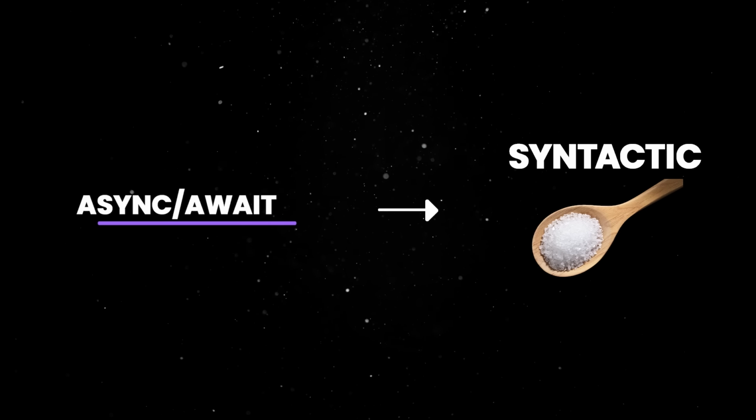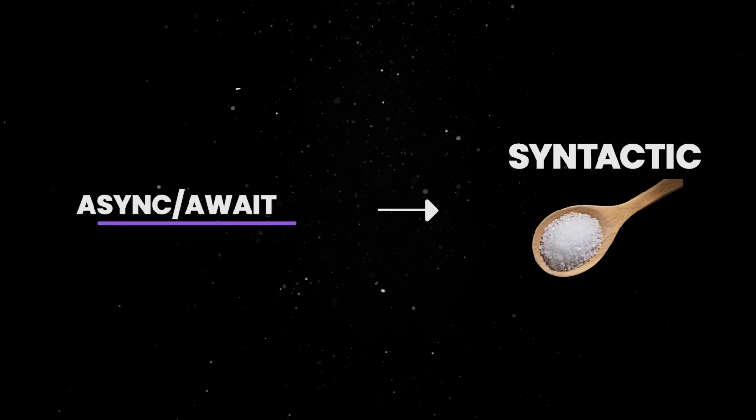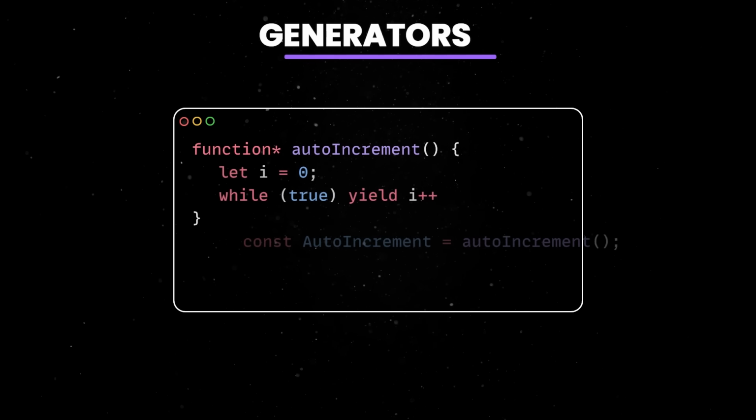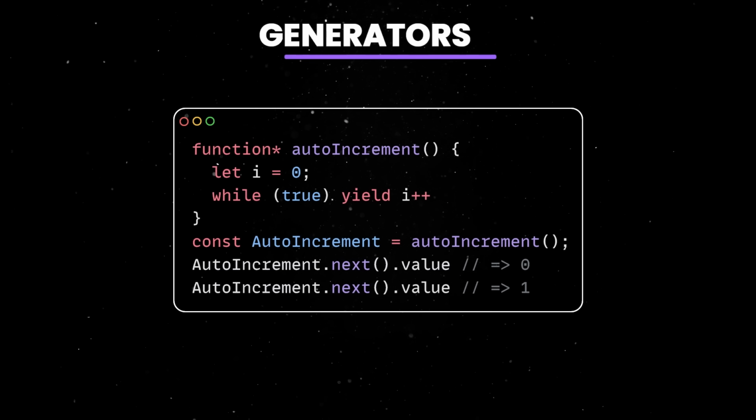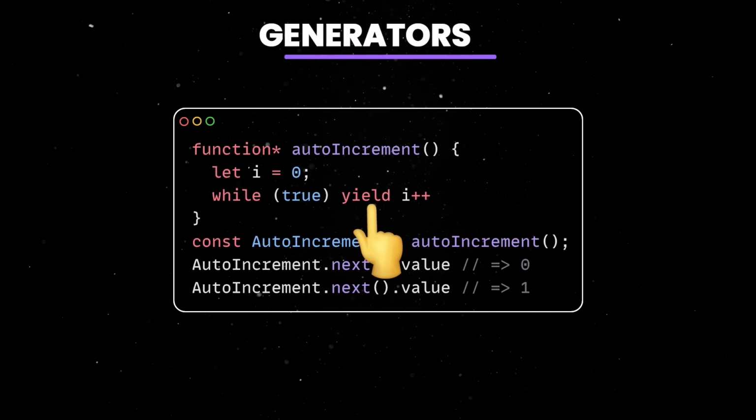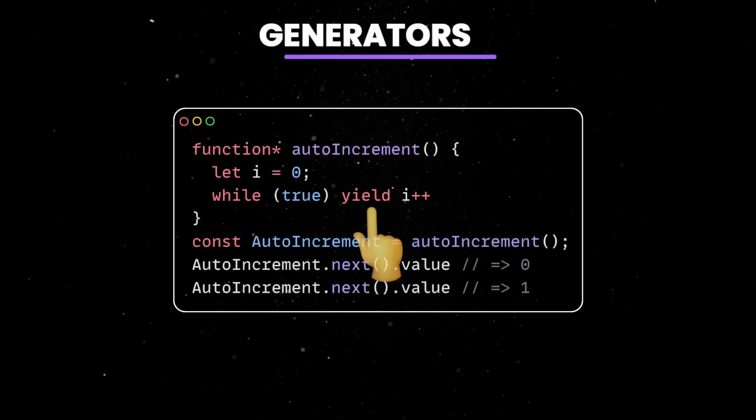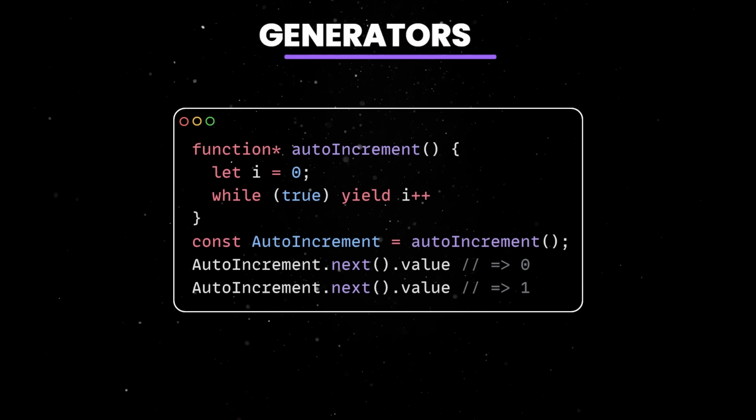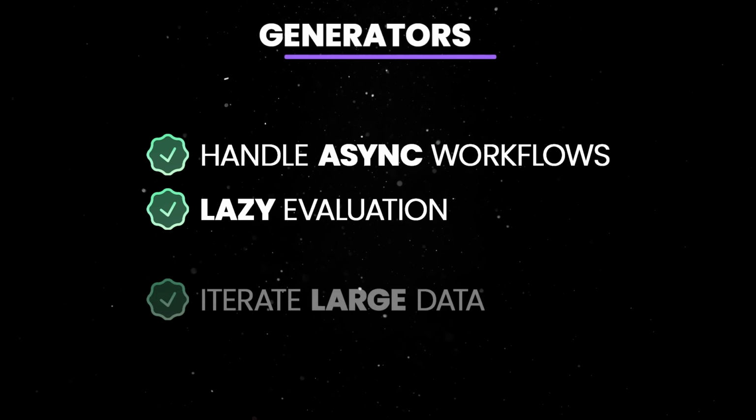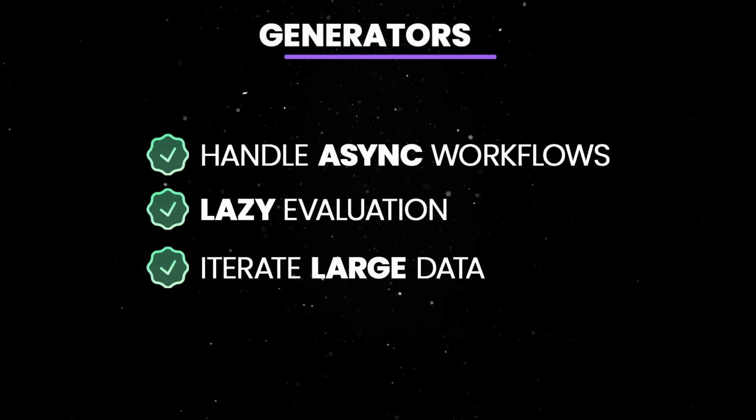While not that common in day-to-day use cases, we should briefly mention generators. These are a powerful feature allowing functions to be paused and resumed. Unlike regular functions, which execute from start to finish in a single run, generators allow you to yield values at different stages and resume execution when needed. This makes them particularly useful for handling asynchronous workflows, lazy evaluation, and iterating over large datasets without consuming too much memory.